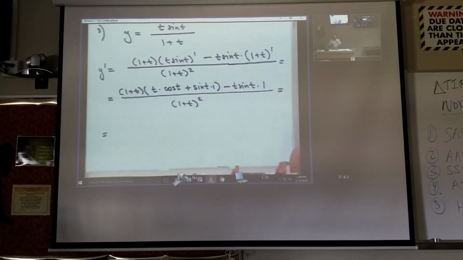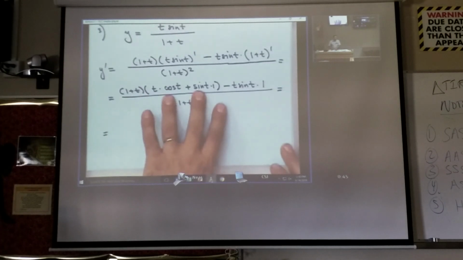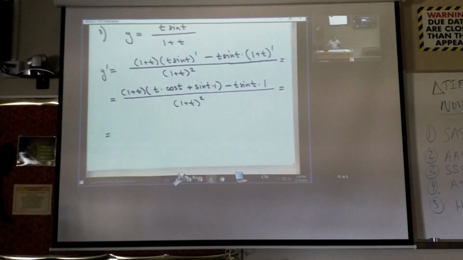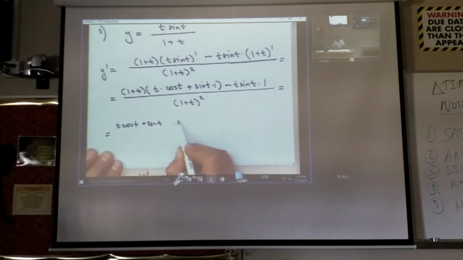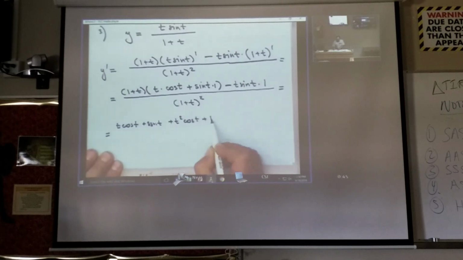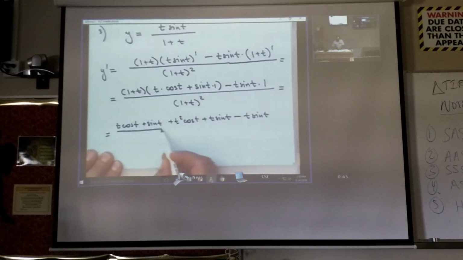I know it looks large and big, but this is the binomial 1 plus t, and also this one the binomial. So basically you have to use FOIL to open parentheses. Okay, it looks big, large maybe, but it's just FOIL. So what do we have? We have t cosine of t plus sine of t plus t squared cosine of t plus t sine of t, and minus, now going to this one, t sine of t over 1 plus t quantity squared.